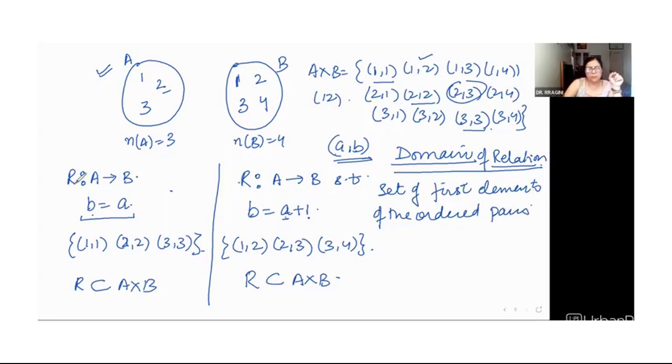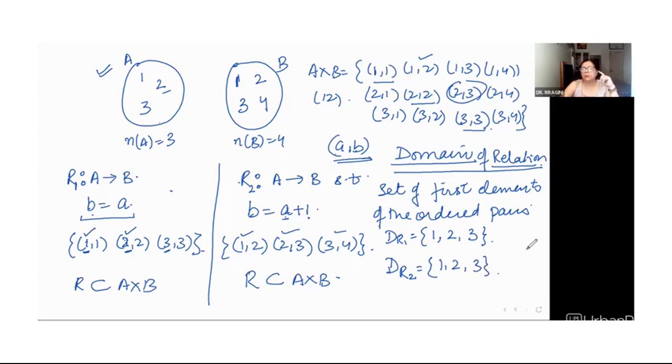Now see, let this be R1, let this be R2. So what is the domain? Domain of R1, set of first elements. See, these are small a's, right? So 1, 2, 3. The set of first elements is the domain, right? Domain for the second relation, R2. What is that? Here also it is 1, 2, 3. All the elements have been used, right? This is called the domain of the relation.